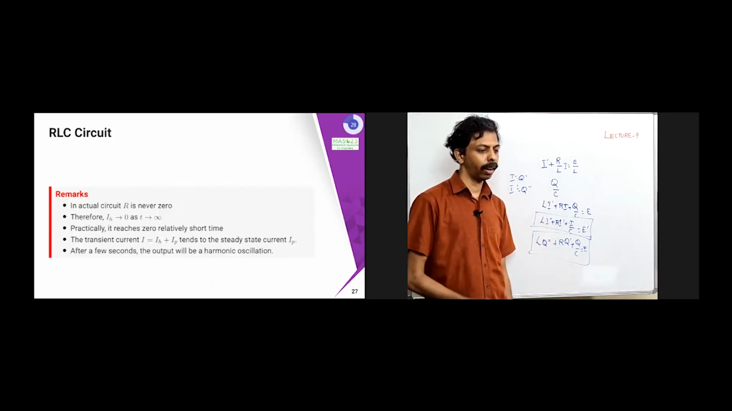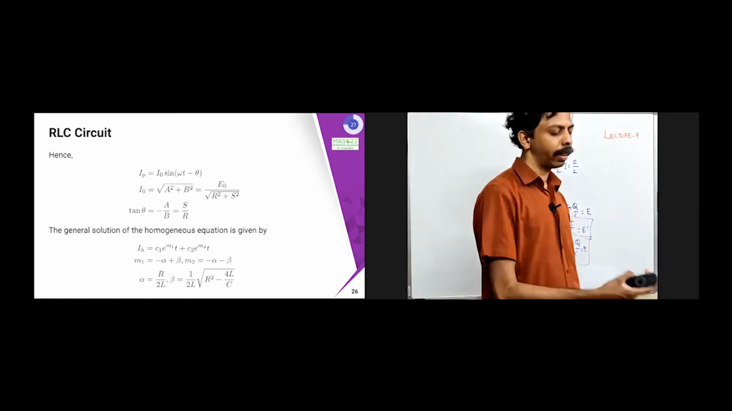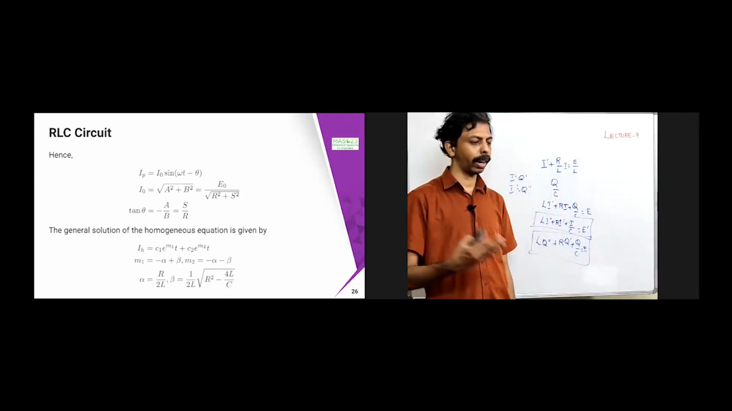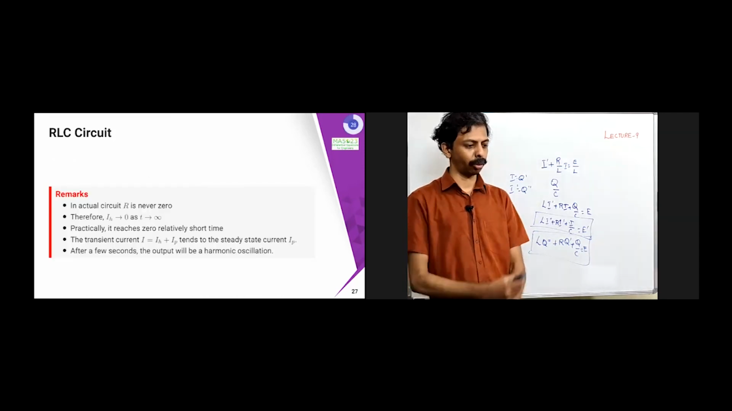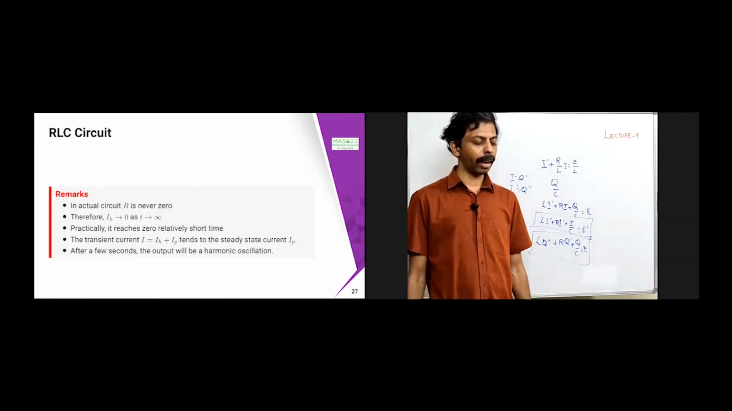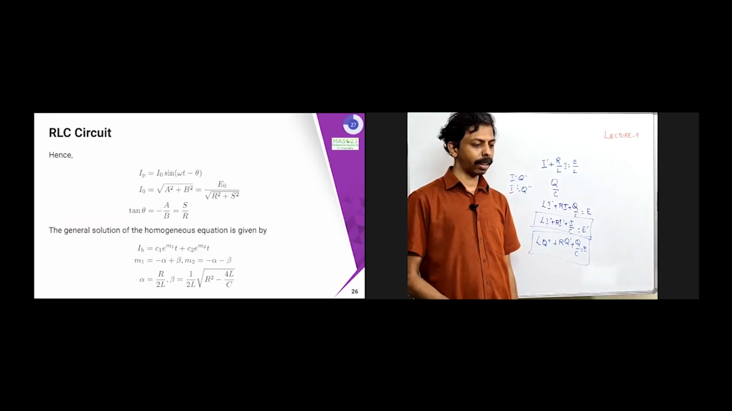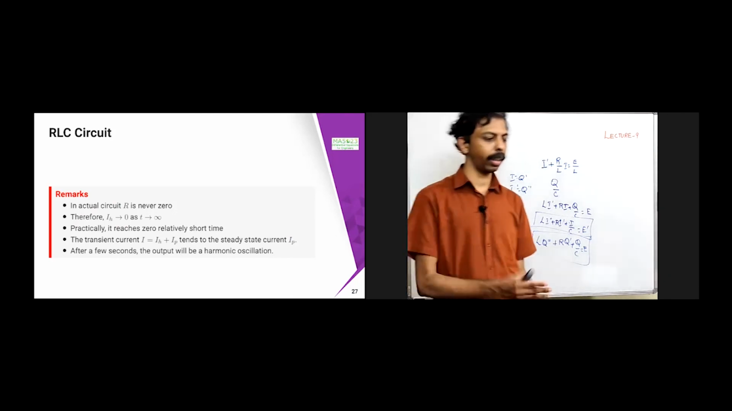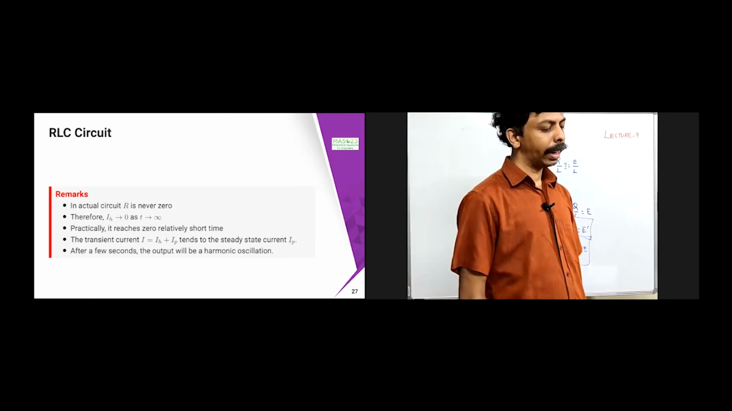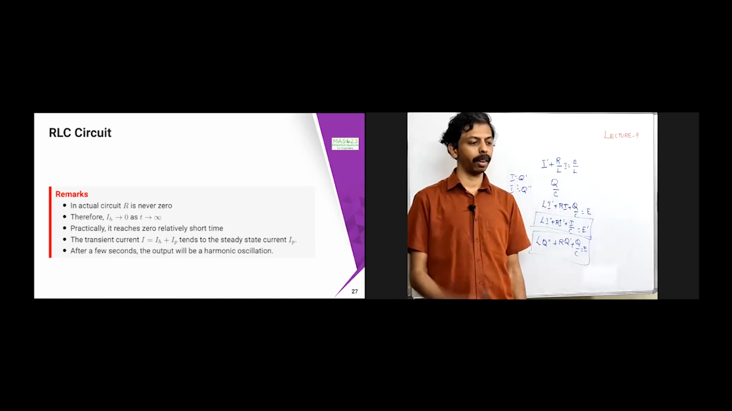Again, here there will be a discussion which you can refer to in some electrical engineering book. Again here r square minus 4l by c is there, where you will get some kind of discussion like underdamping, overdamping, etc. Similar discussions will be there for the RLC circuit also. In an actual circuit r is never 0, there will always be some r. Therefore, as t tends to infinity, you are going to get IH tends to 0. Practically it reaches 0 in a relatively short time, it will quickly reach the 0 value.